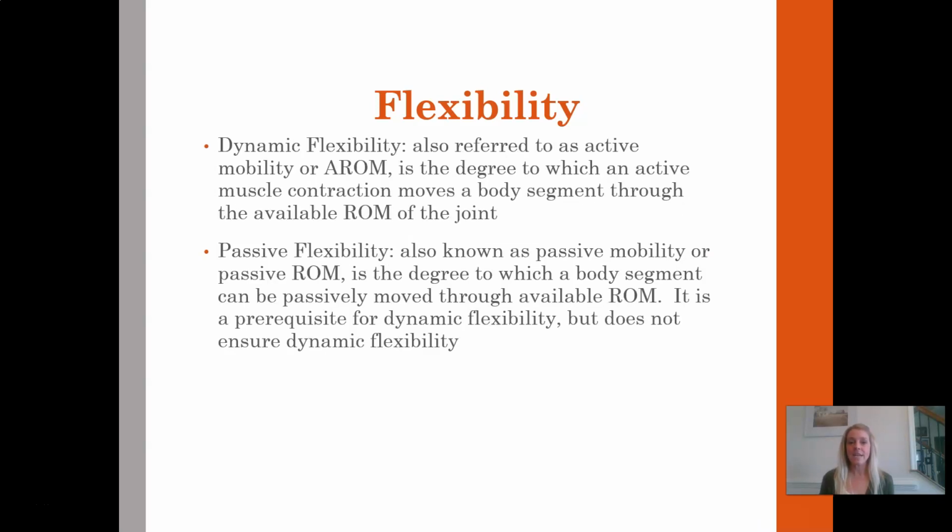We can look at this as either dynamic flexibility or passive flexibility, which is pretty much what it sounds like. Dynamic flexibility is also going to be referred to as your active mobility or active range of motion, which is the ability of the patient to actively run through a flexibility program, versus passive flexibility or passive range of motion, which is when some sort of external force is going to passively move that joint through the available range of motion. Typically, we do need to have passive flexibility before we can have dynamic flexibility, right? The motion needs to be there passively, and then the person can work into active flexibility as well.